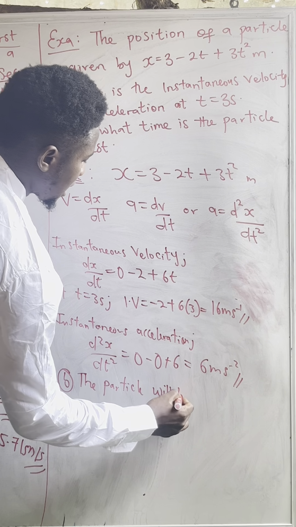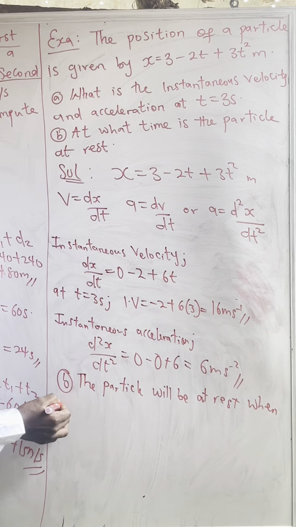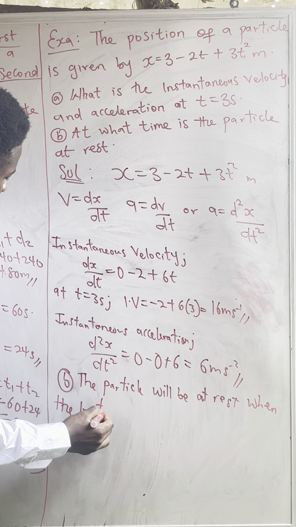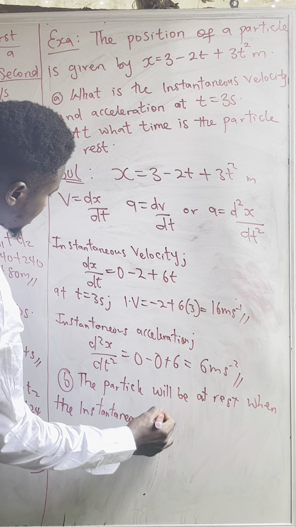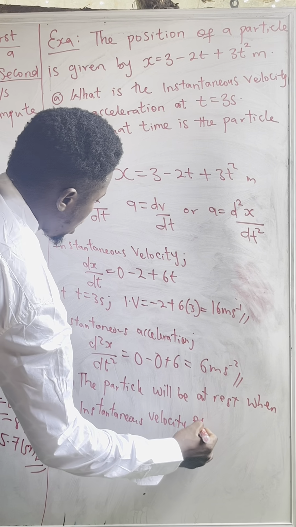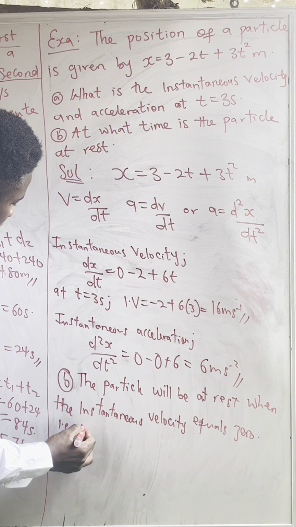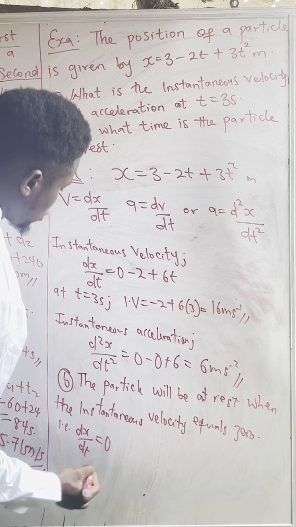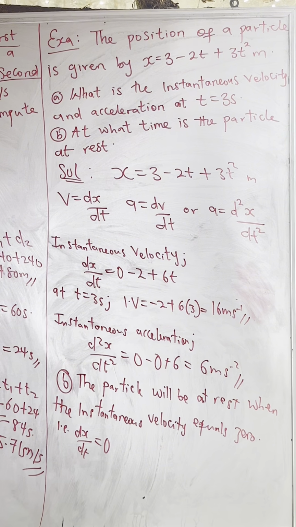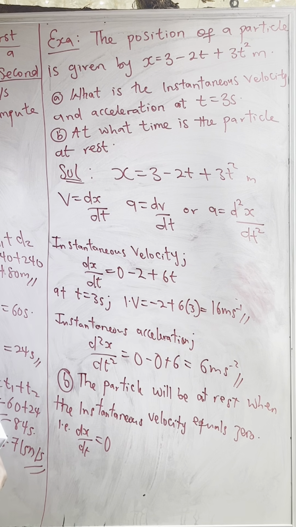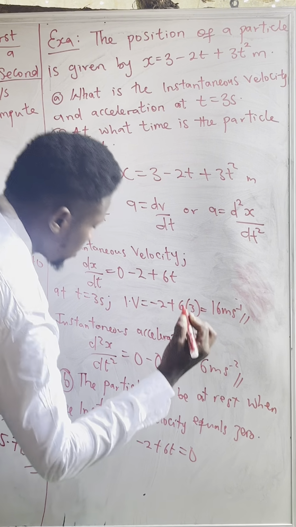So we're going to say that the particle will be at rest when the velocity equals 0. That is to say, dx over dt equals 0. So the particle will be at rest when dx over dt equals 0. So guys, you know I've done my dx over dt to be equal to minus 2 plus 6t. Therefore, that will be minus 2 plus 6t equals 0.